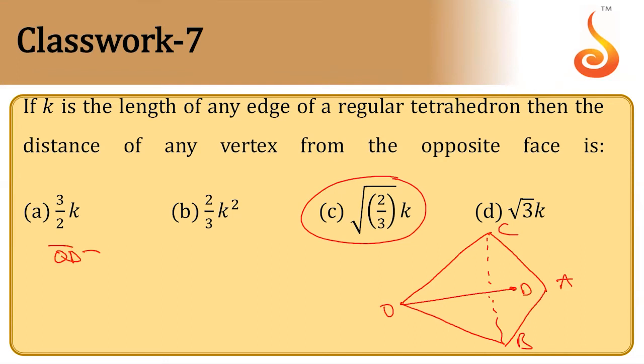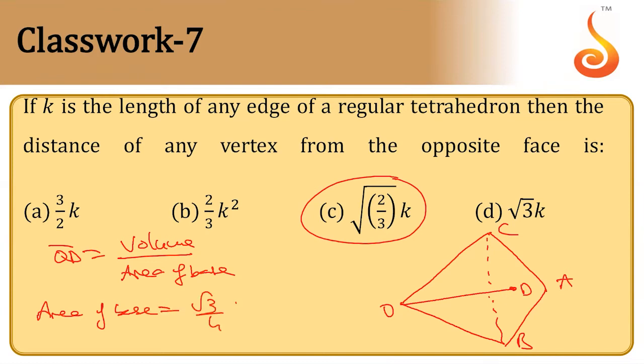That OD equals volume of tetrahedron by area of base. Base is an equilateral triangle, so area of base will be √3/4 into side squared. Side is given as K. That is the area of base. Next, volume we have to calculate. Volume of tetrahedron is 1/6 into box ABC.